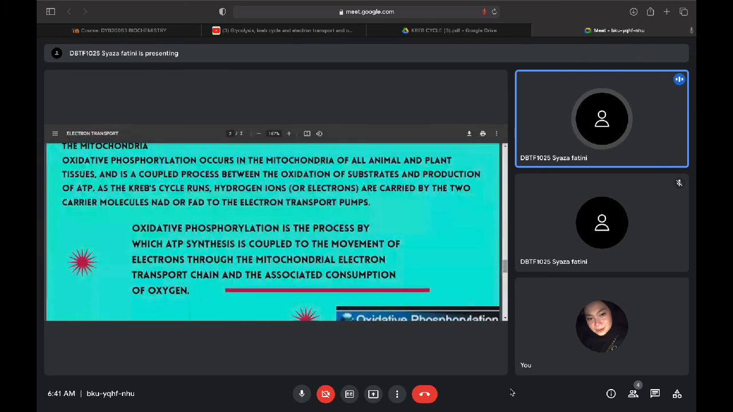Oxidative phosphorylation is the process by which ATP synthesis is coupled to the movement of electrons through the mitochondrial electron transport chain and the associated consumption of oxygen.